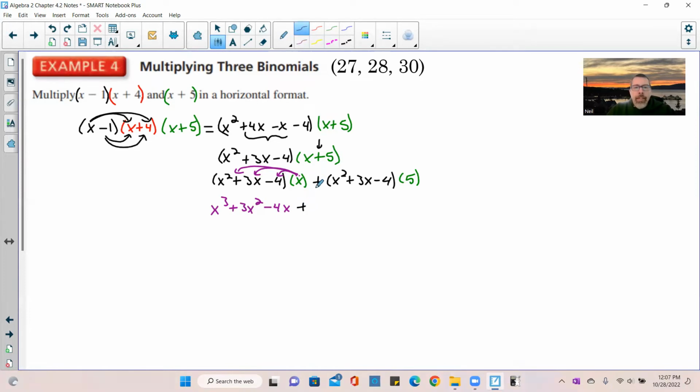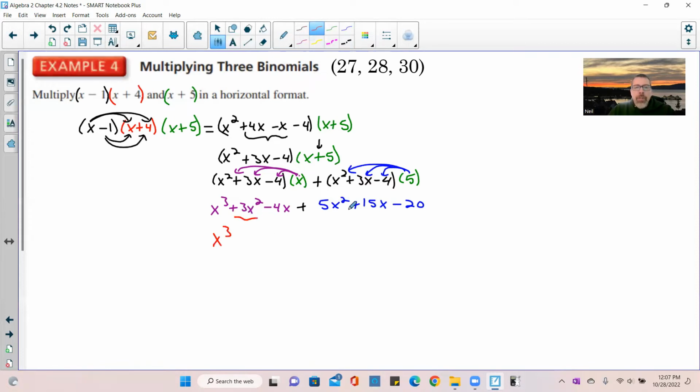And then I'm going to add that to 5 times x squared, which is 5x squared. 5 times 3x, which is 15x. And 5 times a negative 4 is negative 20. So now I just have to combine like terms and we're done. So x cubed here, nothing over here. That's going to start with x cubed.